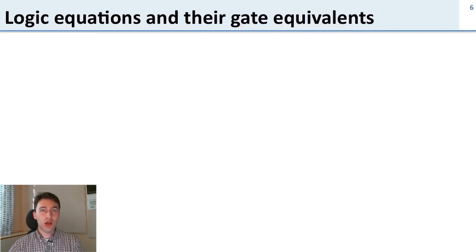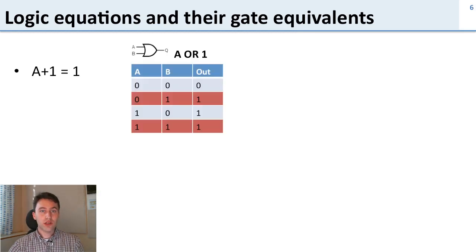Now let's take a look at some logic equations and see how you can figure out what they are from their gates. So here's an equation, A or 1, and I'm telling you it equals 1. So let's work this out from the truth table. So here's the truth table for OR, and what I've done is I've highlighted the places where the input B is 1, so we're the equivalent of A or 1. And what you see here is that if A is 0 and B is 1, so that's 0 or 1, we get 1, and 1 or 1 also gives us 1. So this does show us that A or 1 is 1.